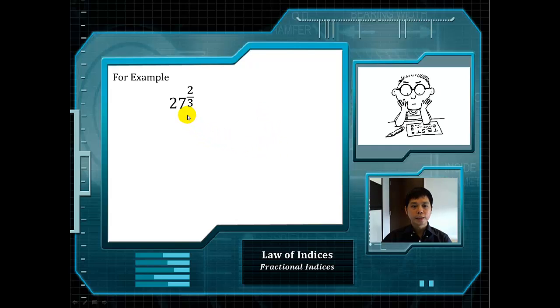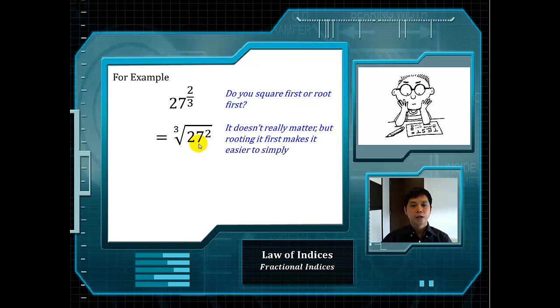For example, 27 to the power of 2 over 3. Do we square it first or do we cube root it? Writing in surd form, it is the cube root of 27 squared. You notice that it doesn't really matter whether you square it or cube root it first, you will get the same answer. But in this case, it is easier to cube root it. By having the cube root of 27, we will get a smaller number, which is 3. And hence we have 3 squared, which is equivalent to 9.